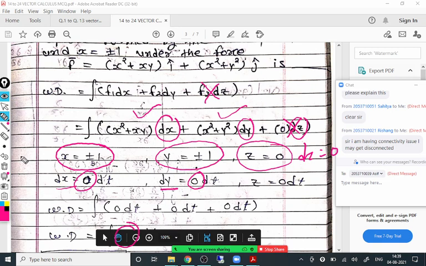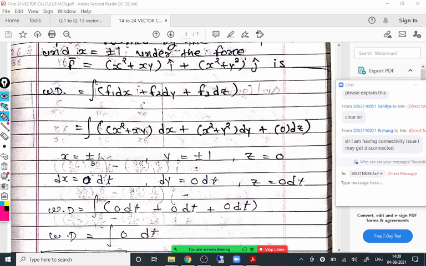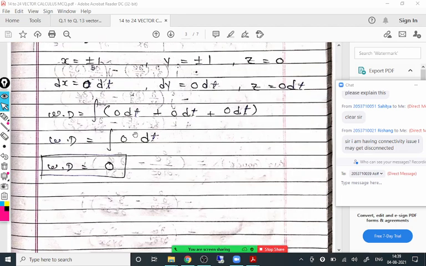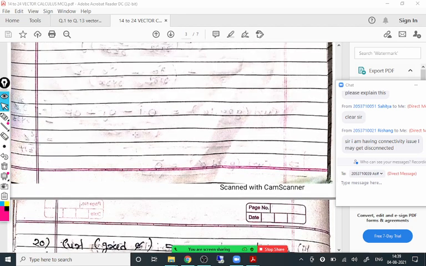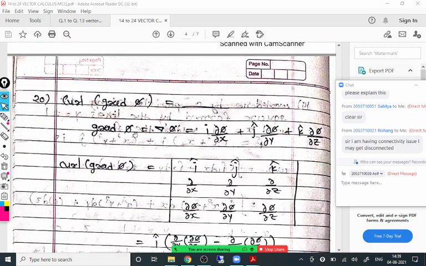So simple. Whenever the boundaries are constant and it is a closed path, remember the work done is 0 there, obviously. I hope it's clear. Or you can check whether the vector field is conservative; that way also you can go.